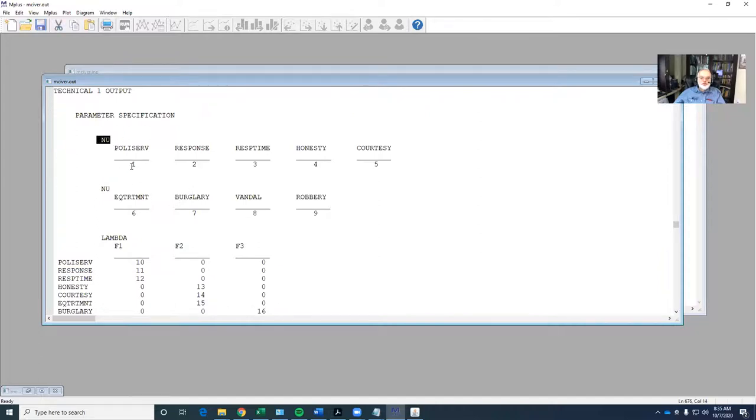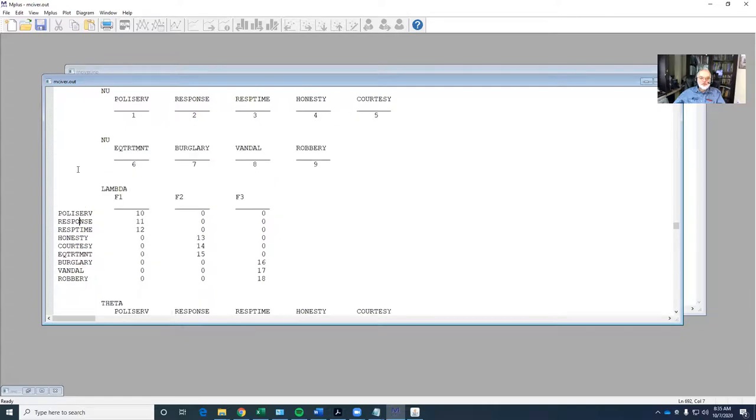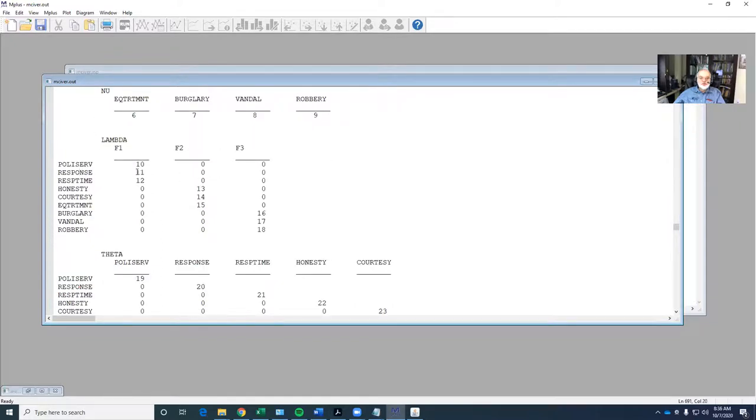Nu are the intercepts of the manifest variables. So in here, this is my guess of the mean for all of my manifest variables. The next thing is the lambda matrix, and that tells me what the free parameters are that relate latent variables to manifest variables. So in this, I can see it's costing me 9 degrees of freedom to estimate all these means. And then downstairs, I'm estimating a loading here, a loading here, a loading here, and so forth.